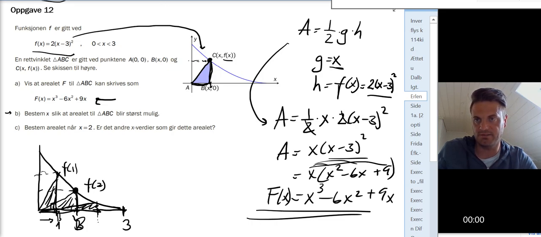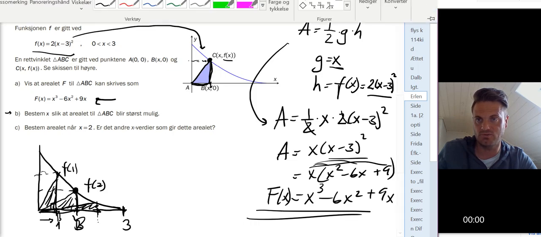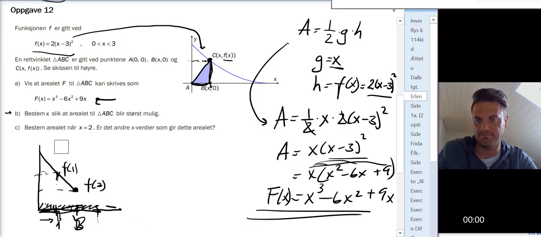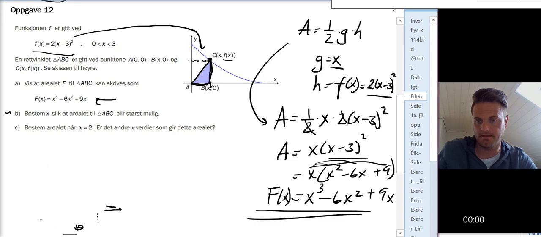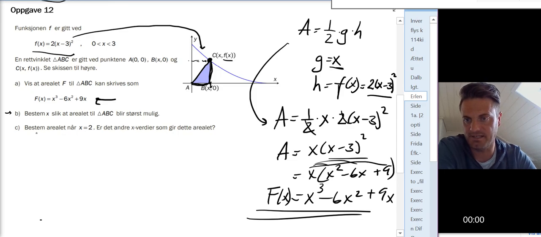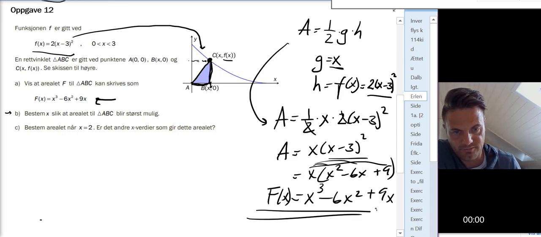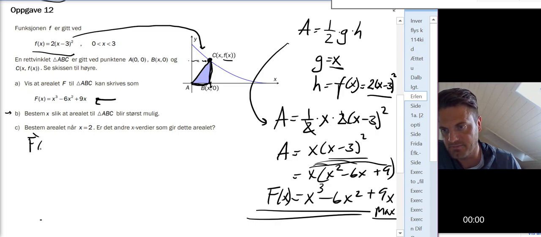But then you should be able to do exercise B, even if this is part 1. It's easier on part 2, of course. In B here, we want to maximize this area, so we need to find the maximum point of this function. And to find the maximum point, of course, we find the derivative. If we find the derivative of this function, we move down 3, so it's 3x squared. Keep the constant 6, move down 2, so we get 12x. And then the derivative of 9x is 9.